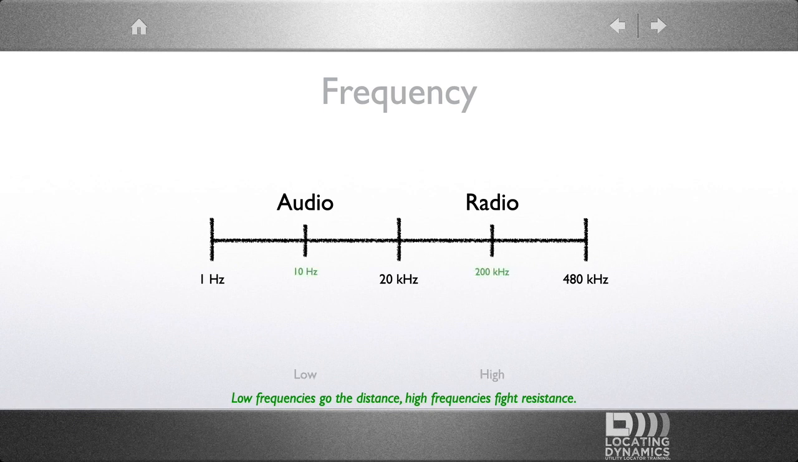If we were to cut up the audio band and the radio band 2 more times, we would end up with 4 different categories. From 1 Hz to 10 Hz, that is called the low-low band. From 10 Hz to 20 kHz, the low-high band. From 20 kHz to 200 kHz, high-low. And from 200 kHz to 480 kHz, high-high. Each frequency band category has potential to offer a variety of different utility locating frequencies.